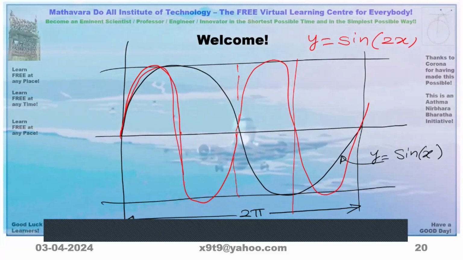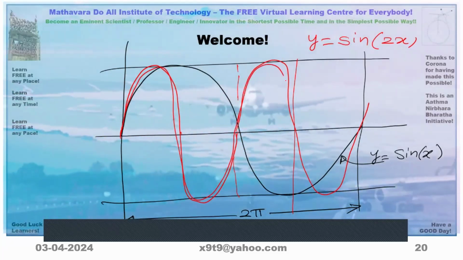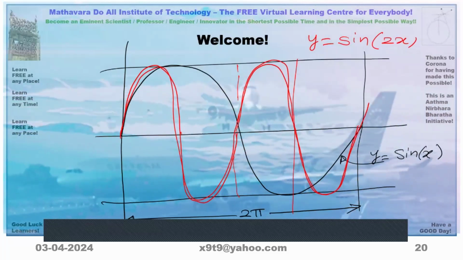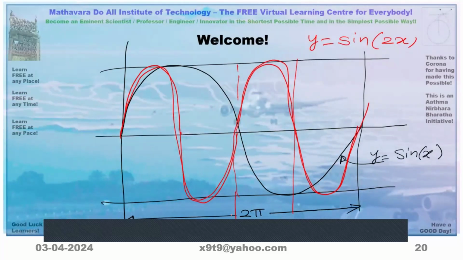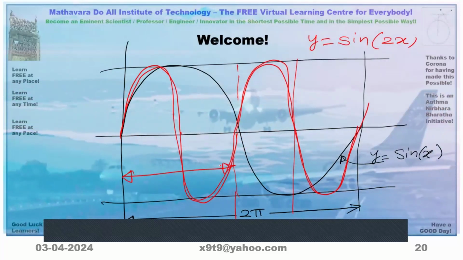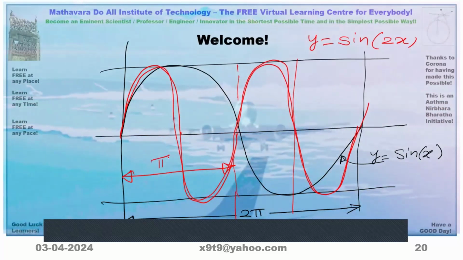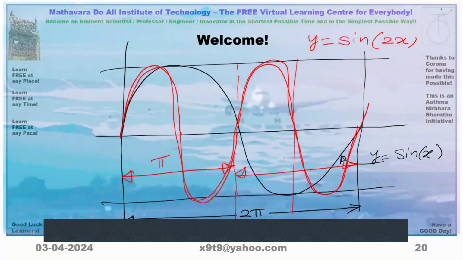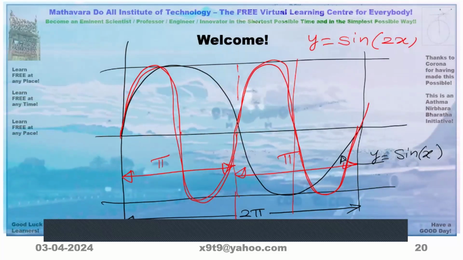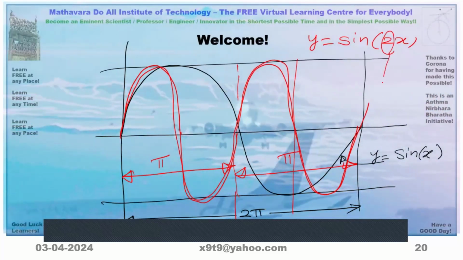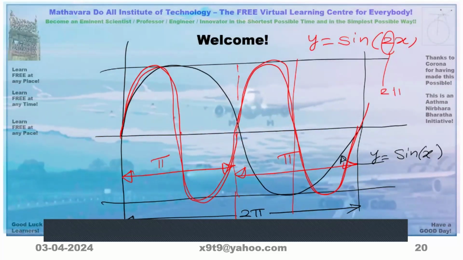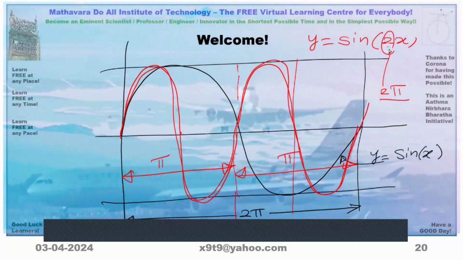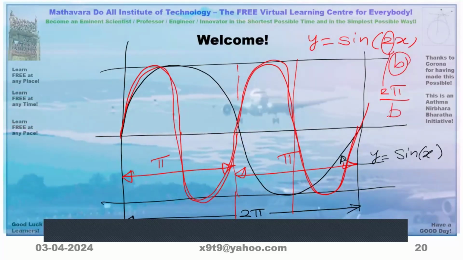So it comes like this, comes like this. So there are now 2 cycles in the same span. So the period will get decreased. So this will be pi only. This is the pi. So number that comes here will reduce the period. It will be always 2 pi by this number. If number is like b, then it will be 2 pi by b.